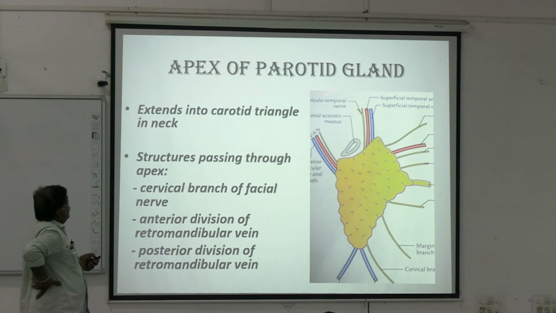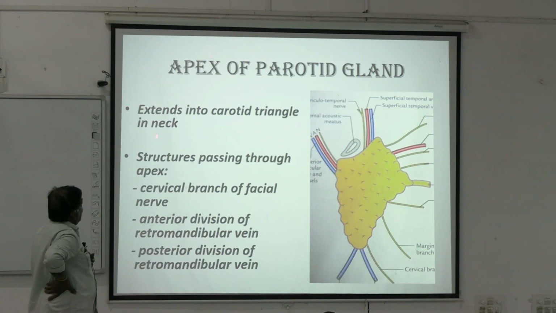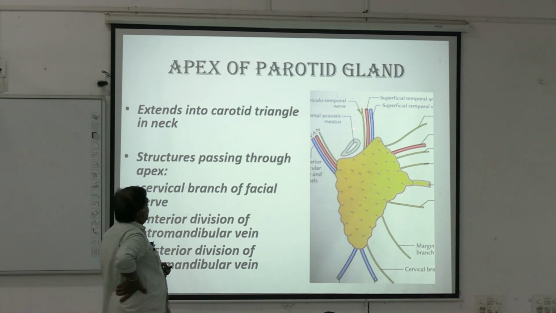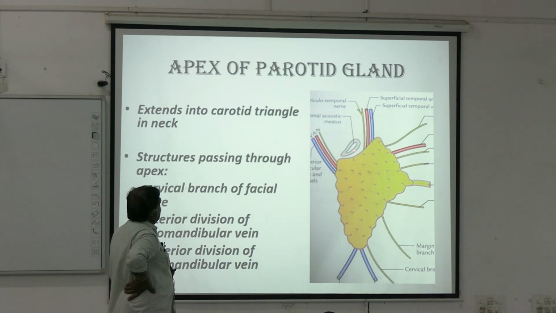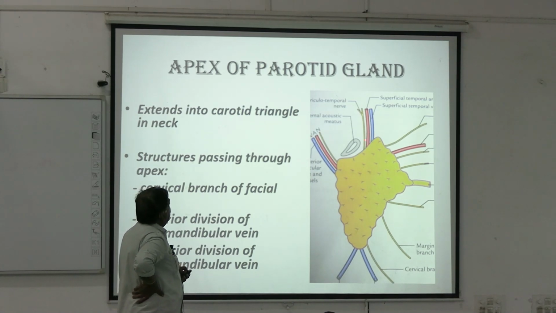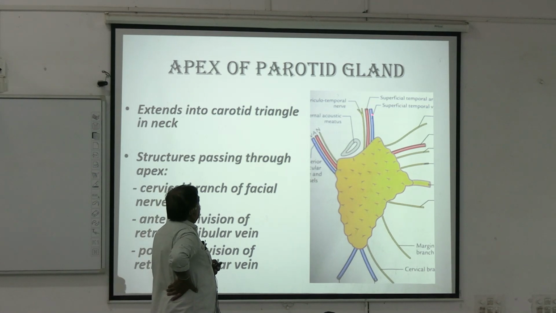Now, apex of the parotid gland. Apex of the parotid gland extends into the carotid triangle. See, this is the external acoustic meatus, this is the apex, and this is the parotid duct. And you can see the vessels here, from posterior to anterior: vein, artery, nerve, and over it the auriculotemporal nerve, superficial temporal artery, and superficial temporal vein.